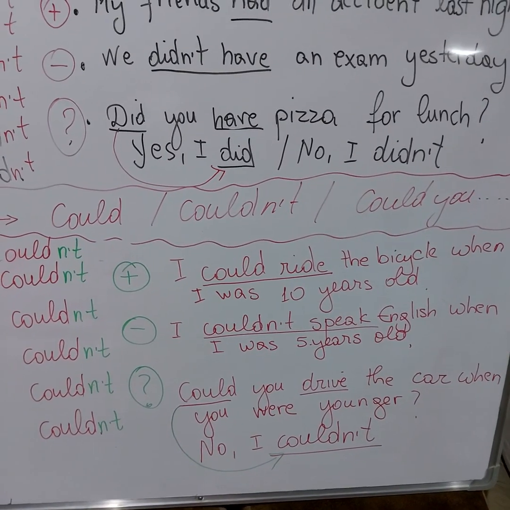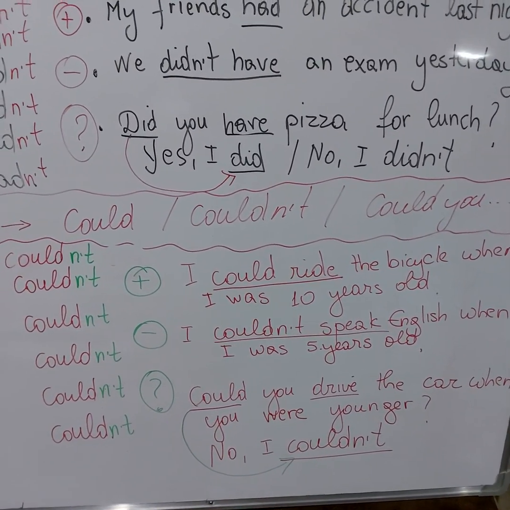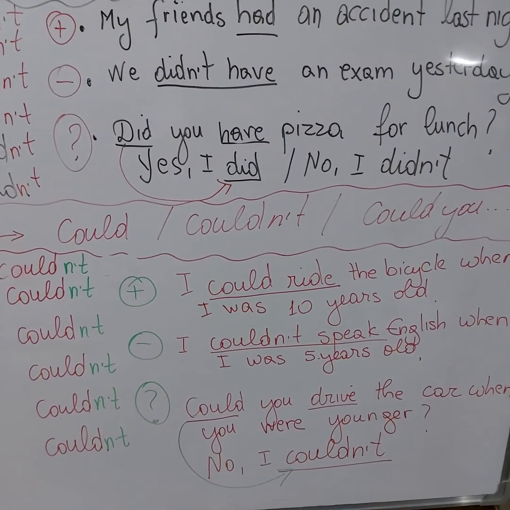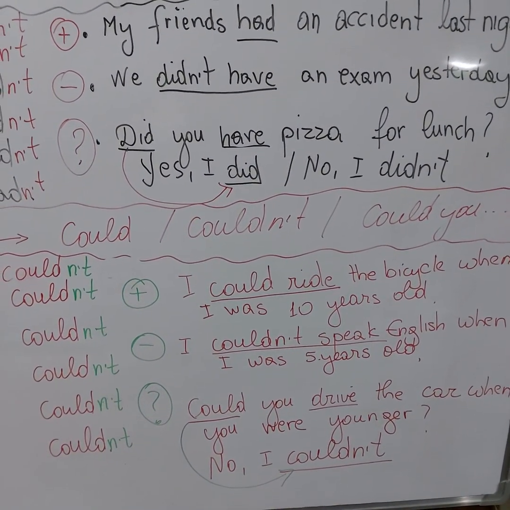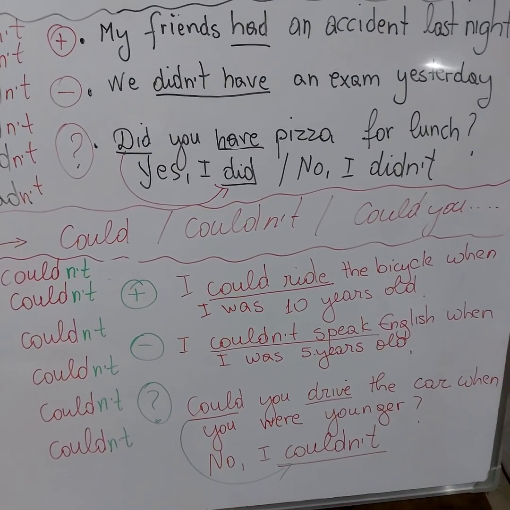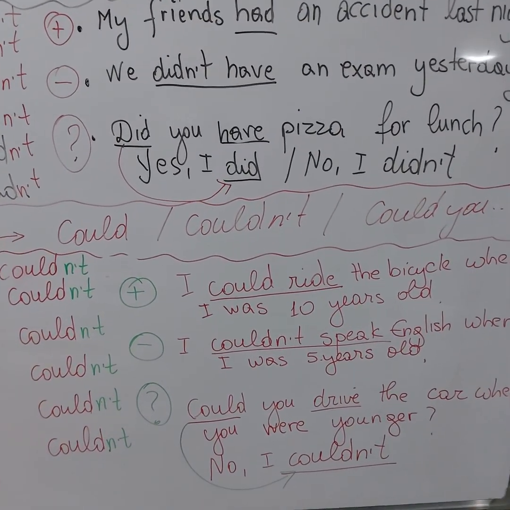I couldn't speak English when I was 5 years old. So this refers to something that you are unable to do in the past. You couldn't do it in the past, maybe you could do it now. You can do it now.